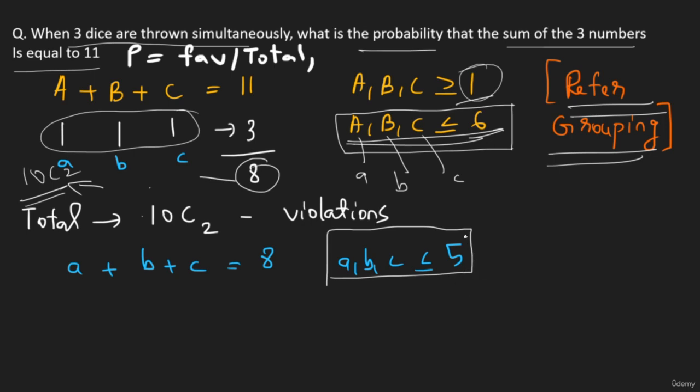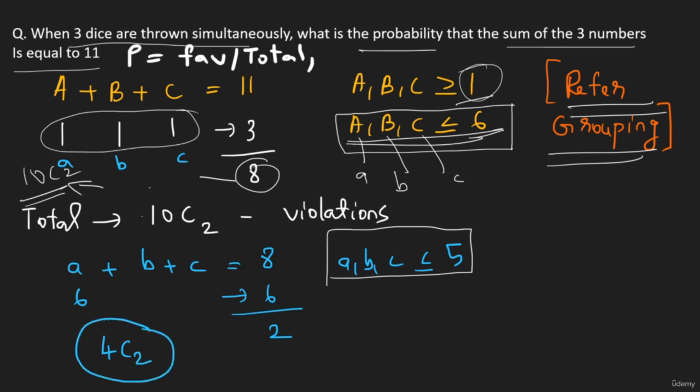To find a violation, let me allocate 6 to this A over here. And I am left with 8 minus 6, that is 2 items. And I have 2 dots and 2 lines, right? Because I have to divide it between 3 people. So 2 dots and 2 lines, that's a total of 4 items. 2 are of one type and 2 are of one type. So this can be distributed in 4 factorial by 2 factorial into 2 factorial ways, which is equal to 4C2, right?